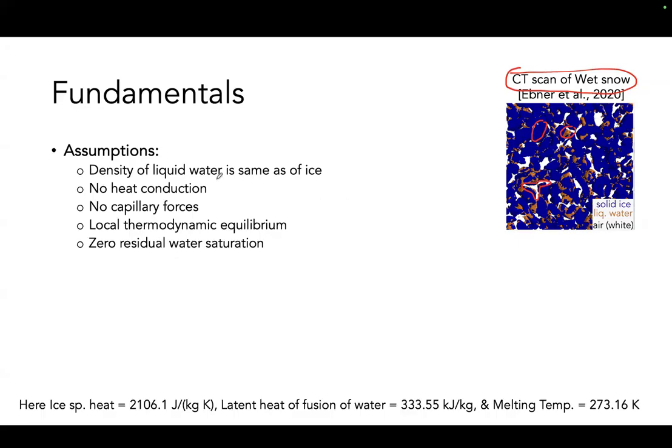The first assumption is that the density of liquid water is the same as the density of ice, which is about 1,000 kilograms per meter cubed. There is no heat conduction in this case. From non-dimensional analysis, we found that the heat conduction is about 1,000 times smaller than heat advection, or the heat carried through motion of water. What it means is wherever there is heat transport, there has to be a motion of melt or percolation of melt in the porous medium.